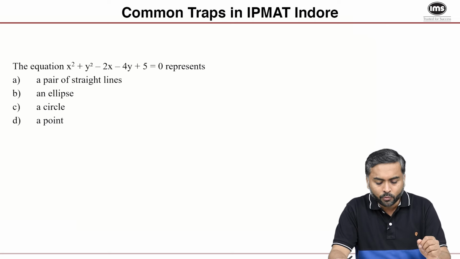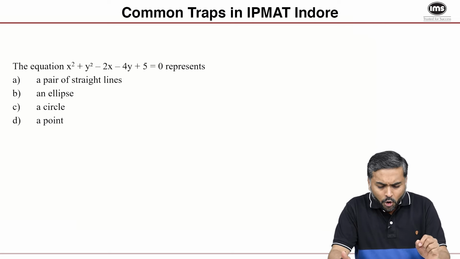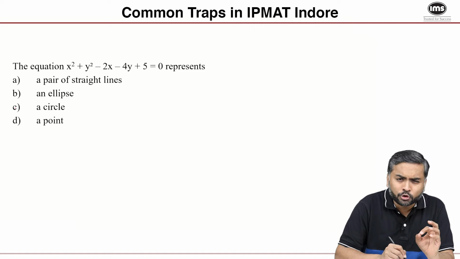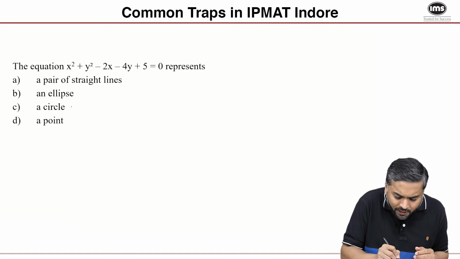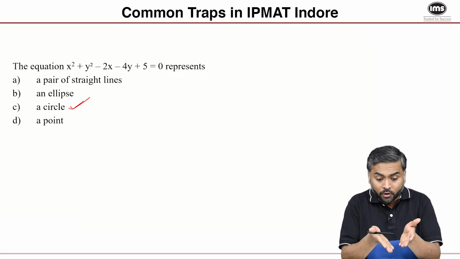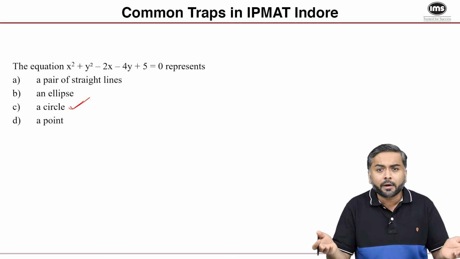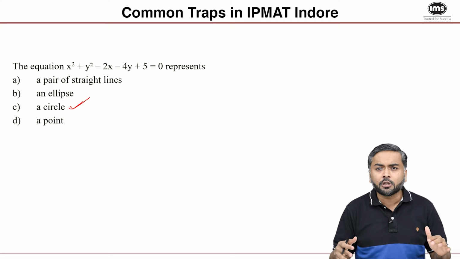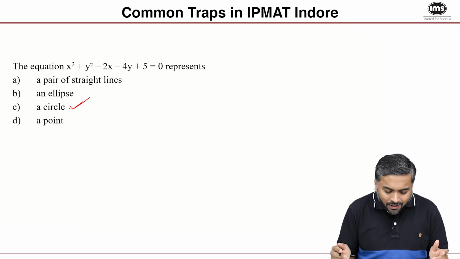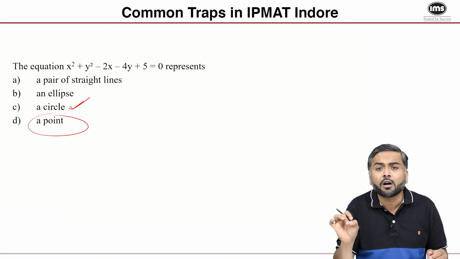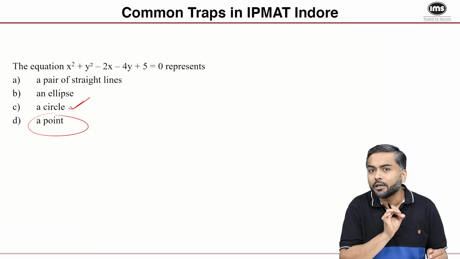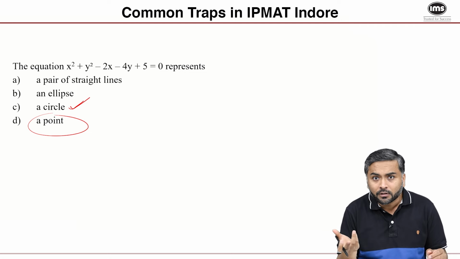Last year, this question was asked. A lot of students made a mistake. They saw this, they figured this is a so easy, straightforward question, and then they ended up marking circle. It's so clear. x square plus y square minus 2gx minus 2fy plus c is equal to 0. It's the equation of a circle. But you need to understand that a point is also a circle with radius 0. It's a point circle. It's a point.